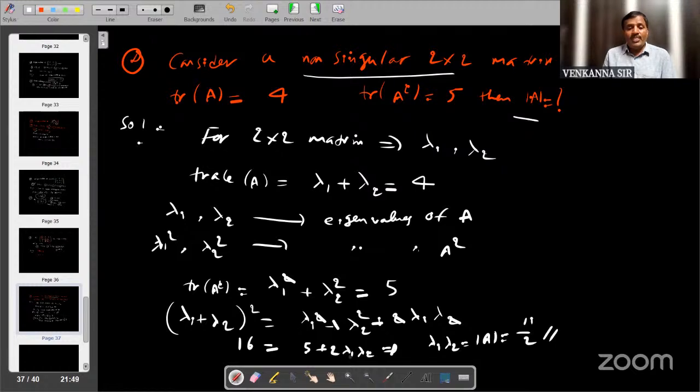11 by 2. So this type of questions is also very interesting. We should have knowledge about the trace of A and the eigenvalues and eigenvectors concepts to attempt this type of questions.